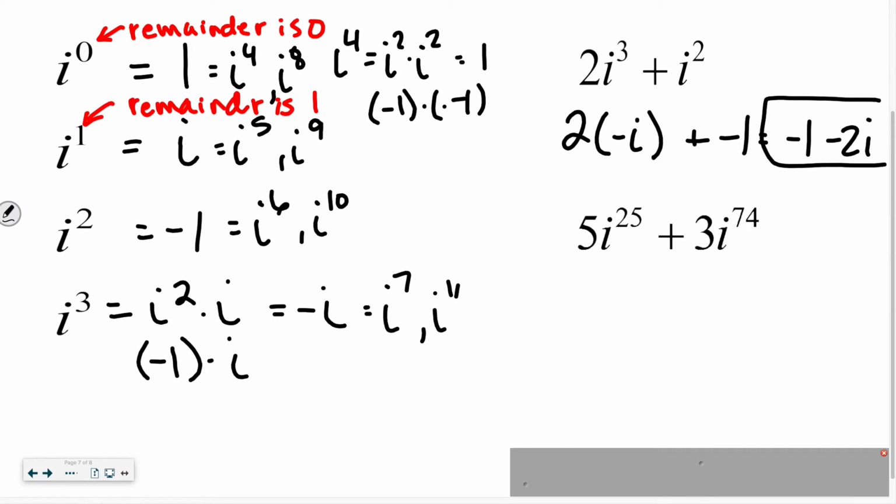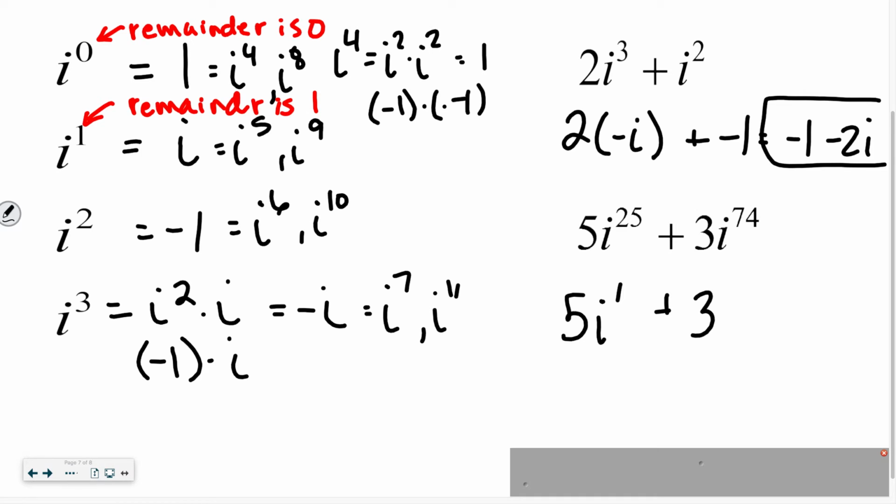What if I throw in some more interesting exponents? We don't want to go around and around. We're just going to use division. There's 4 cycles of i, so divide by 4. If you divide 25 by 4, what's your remainder? 4 goes in 6 times for 24 with a remainder of 1. So this is the same as 5i to the first.